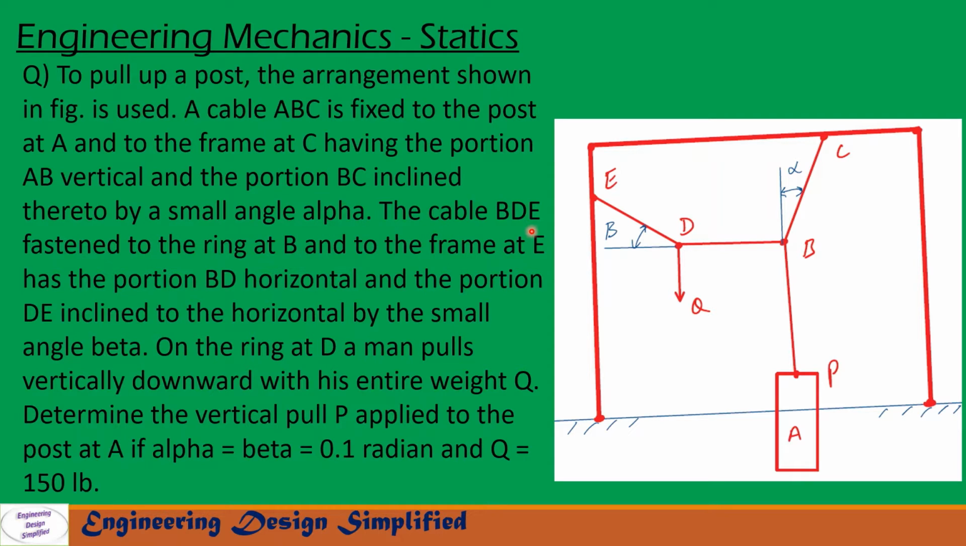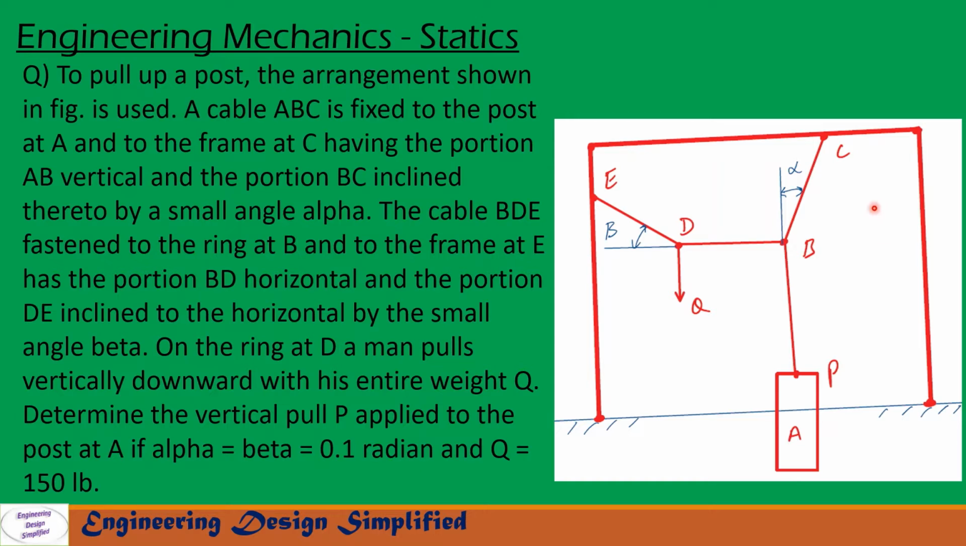The cable BDE fastened to the ring at B and to the frame at E has the portion BD horizontal and the portion DE inclined to the horizontal by this small angle beta. On the ring at D, a man pulls vertically downward with his entire weight Q. Determine the vertical pull P applied to the post at A if alpha equal to beta equal to 0.1 radian and Q equal to 150 lb.